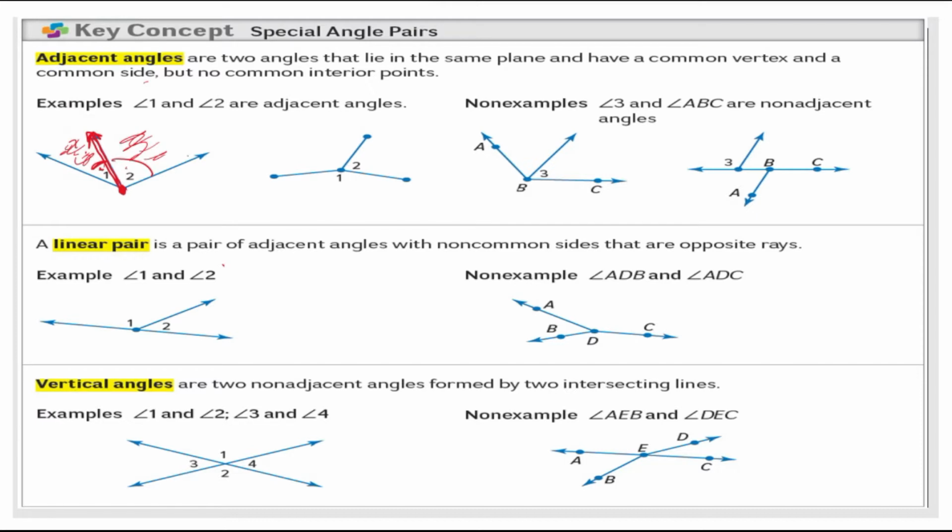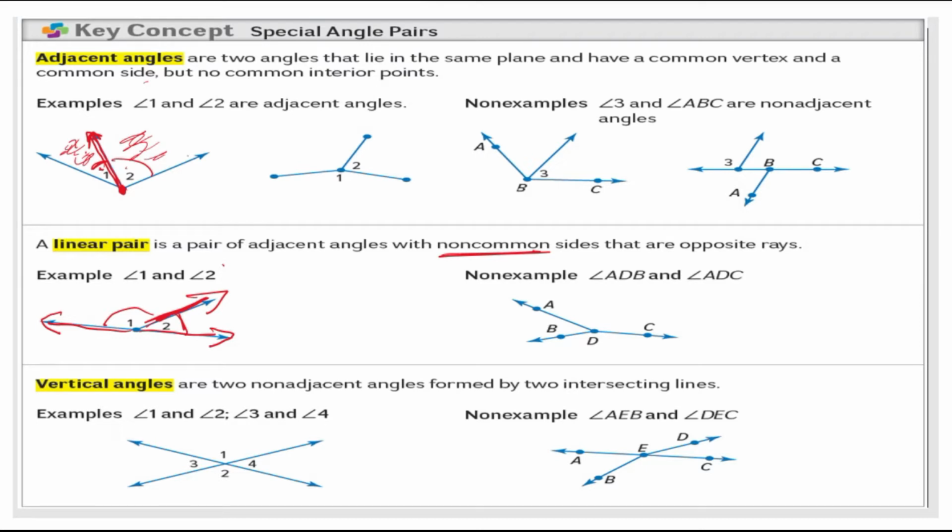So the second, linear pair. A linear pair is a pair of adjacent angles whose non-common sides are opposite rays. What does opposite rays mean? Opposite rays go in the opposite direction. You can see these are the non-common sides in this case, and this is the common side. The non-common sides are opposite rays, and two opposite rays form a straight line. So you can see here angle 1 and angle 2 form a linear pair.